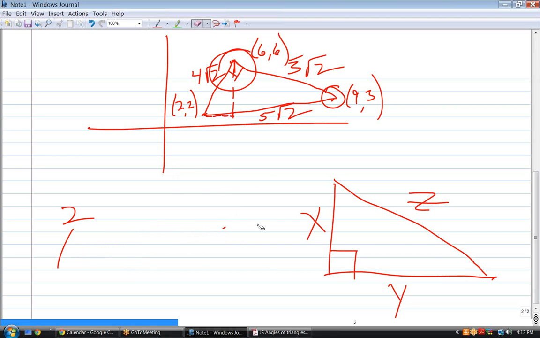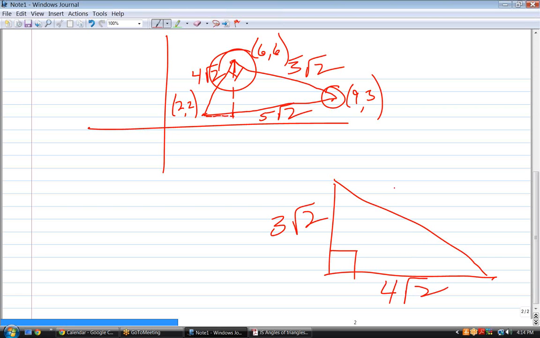So, if I replace my x, y, and z with the, first of all, I'm going to reorient this triangle to make it look like this. So, one side is 3 root 2. The other side is 4 root 2. And what looks like it might be a hypotenuse is 5 root 2. Okay, you with me? I've taken this triangle up here and I've rotated it so it looks like this. Okay. Question now is, is that a right triangle?